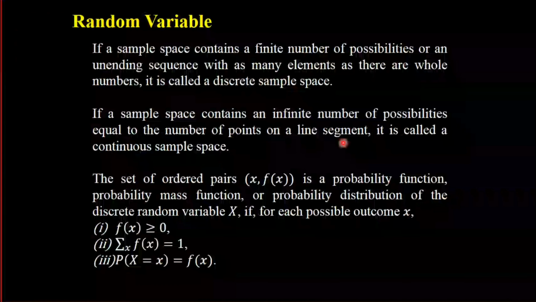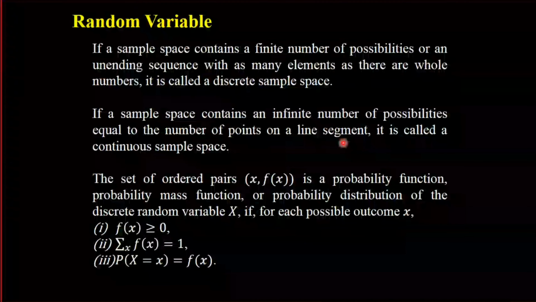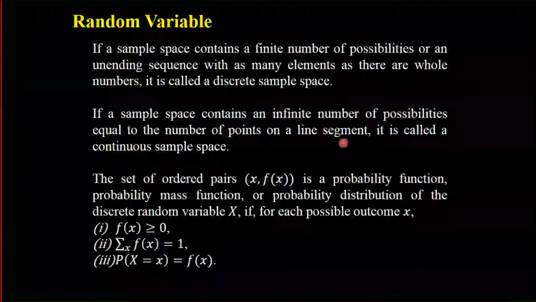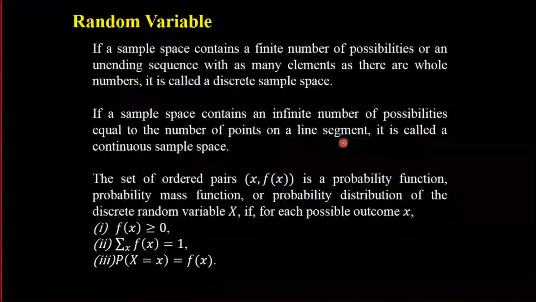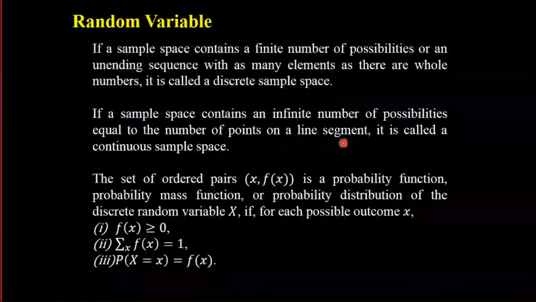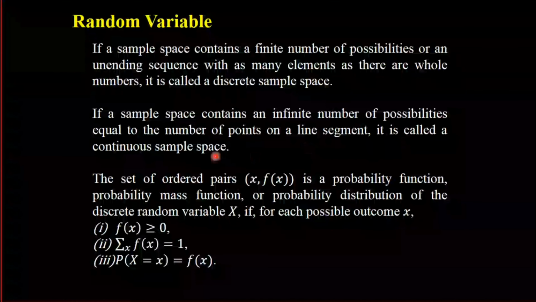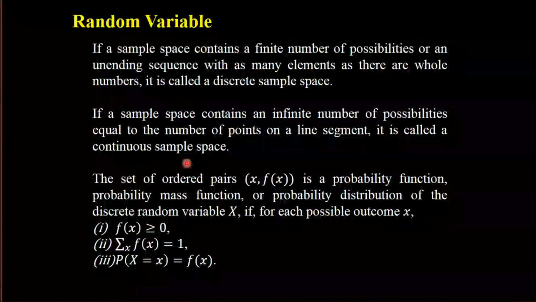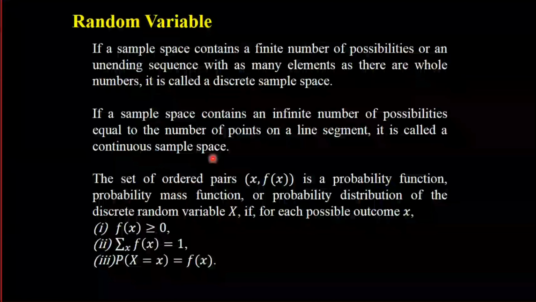So when you have intervals or line segments, then a sample space with these types of possibilities is called a continuous sample space. Simple: discrete, continuous. So first we have the random variable.